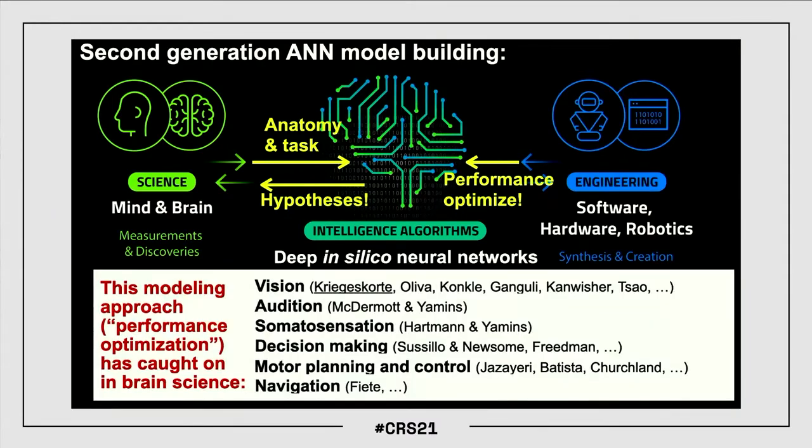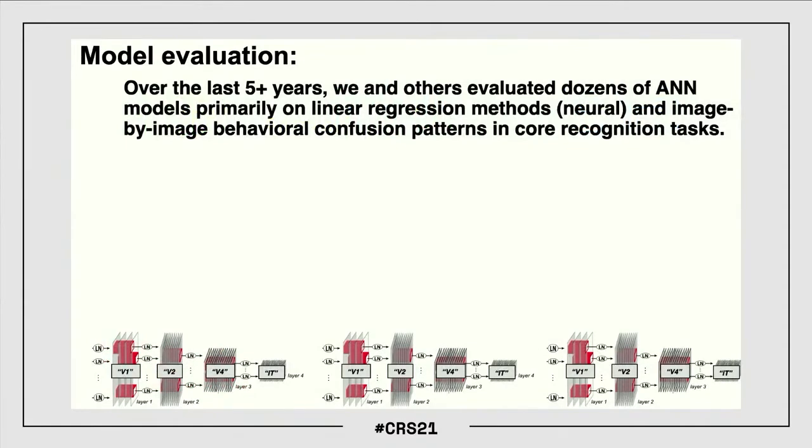And you see that happening not just in vision, not just from my group. I've listed some of the key other groups that are making moves in this direction. I'm sure there are many others that I've not listed here, and I apologize if your name's not on this slide. Auditory groups, somatosensory, decision-making, motor planning, navigation. So there's a broad push to do this across various areas of neuroscience. This approach has really caught on.